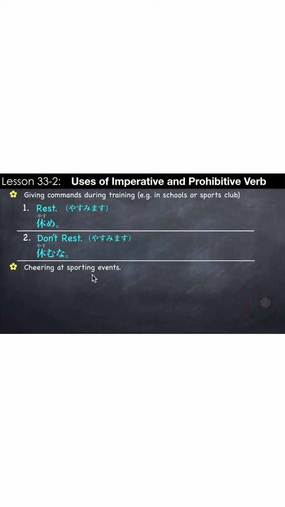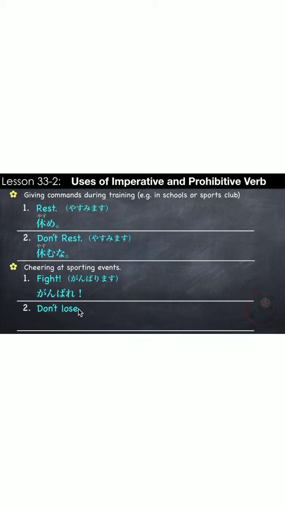This can also be used when cheering at sporting events. For example, fight or do your best or good luck. We say 頑張ります. So, we say 頑張れ. And another example is don't lose. Our verb is lose, which is 負けます. We say 負けるな.